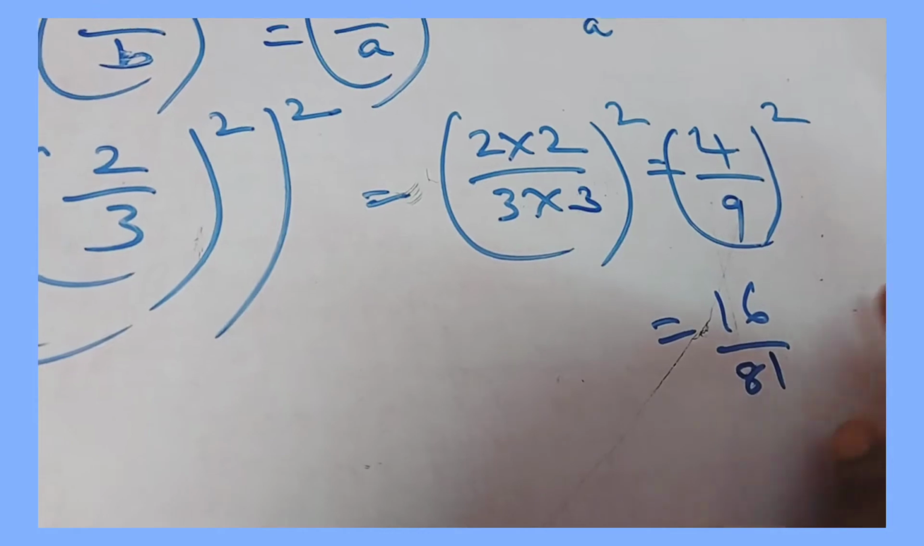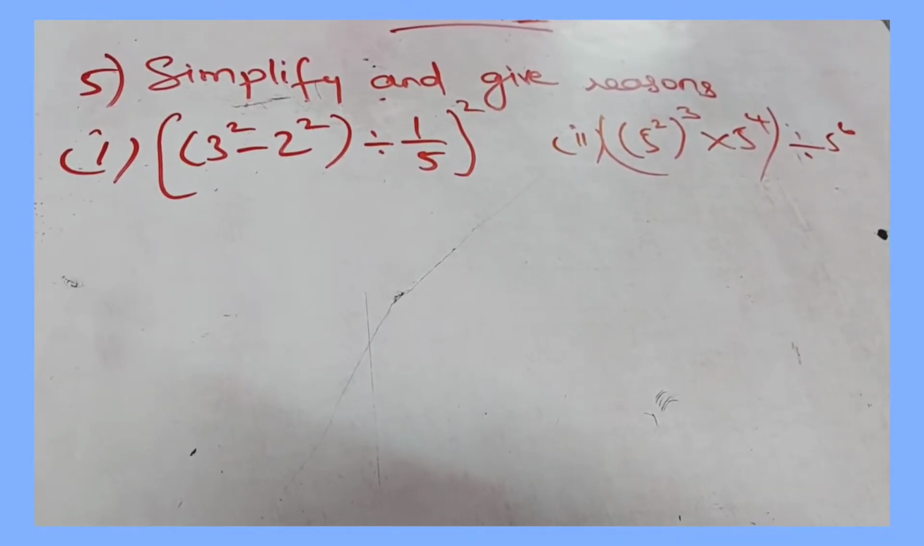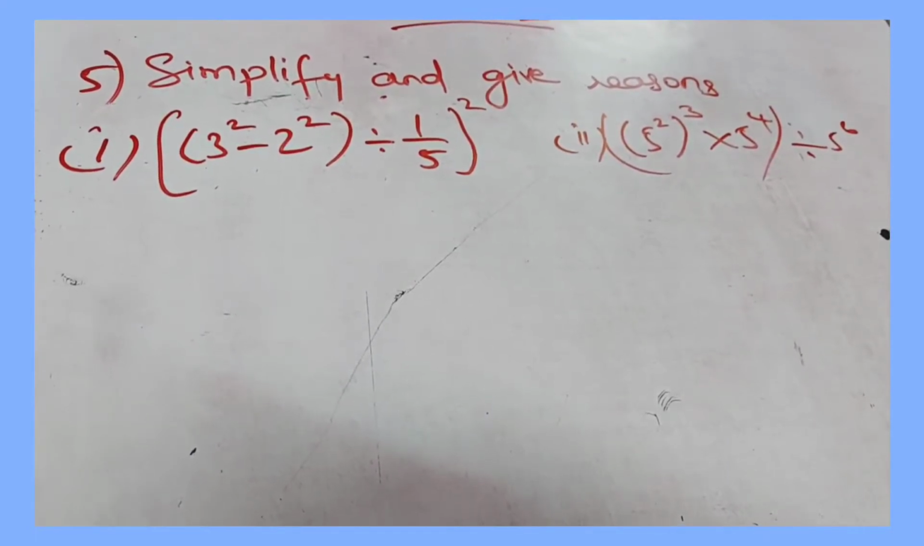Okay, it is 81. So the answer is 16 by 81. The fifth sum is: simplify and give reasons. Again, you have to simplify it and give reasons.